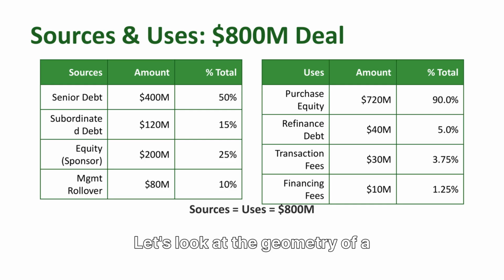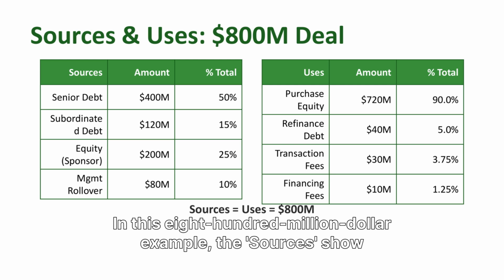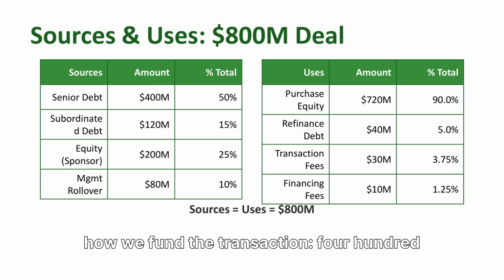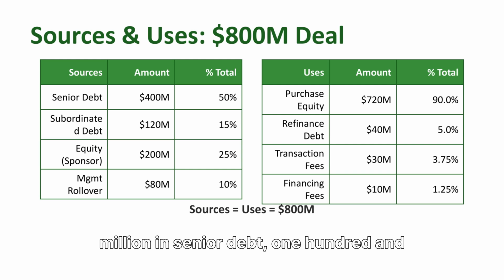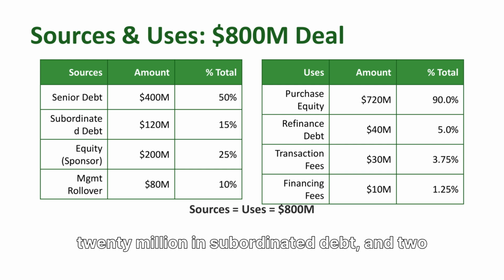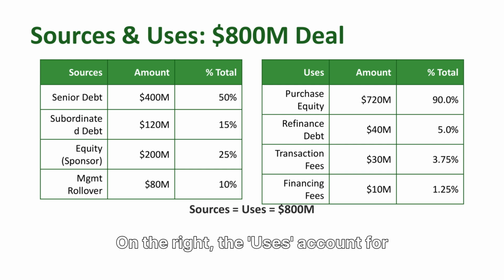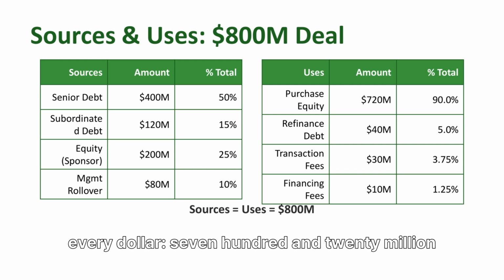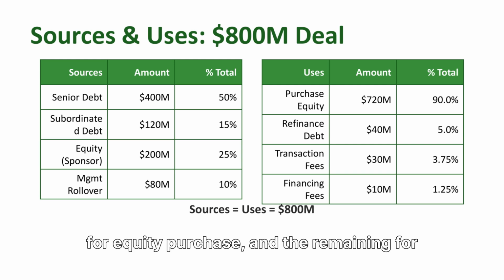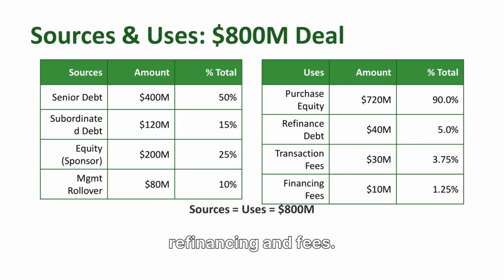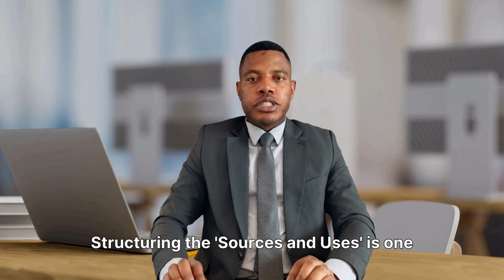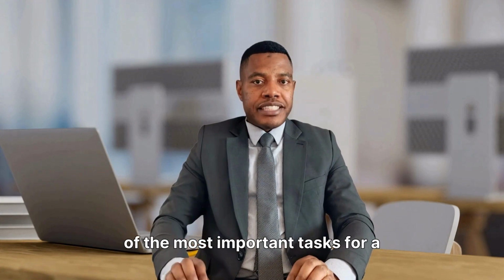Let's look at the geometry of a typical deal. In this $800 million example, the sources show how we fund the transaction. $400 million in senior debt, $120 million in subordinated debt, and $280 million in total equity. On the right, the uses account for every dollar, $720 million for equity purchase, and the remaining for refinancing and fees.